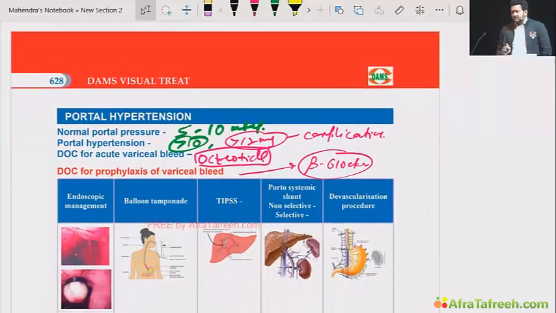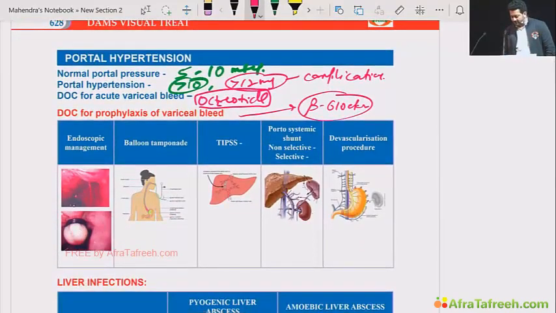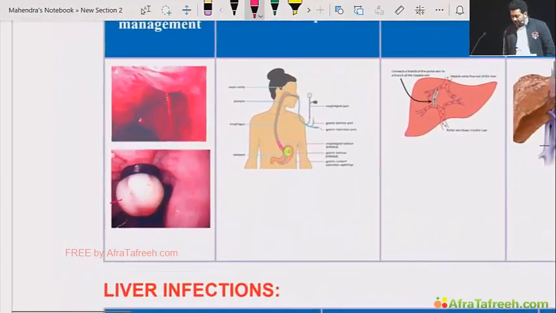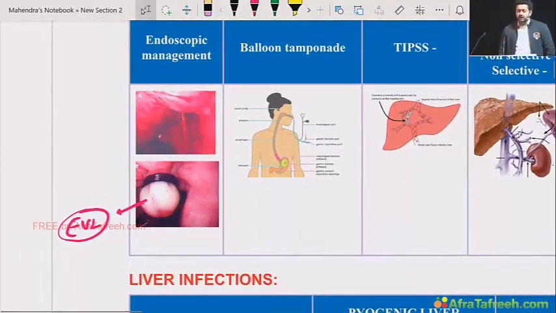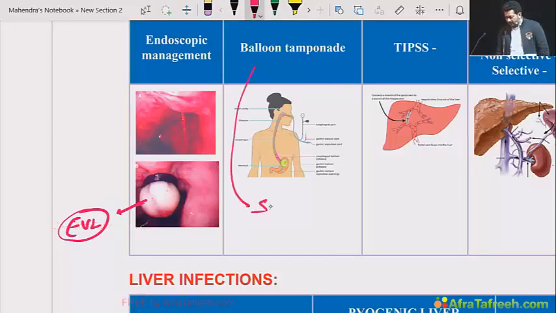And when the patient is having acute variceal bleed, the best way to control it is endoscopic variceal ligation. Endoscopic variceal ligation is the best method to control the bleed. In those cases where it is not available or it is not able to control, you can use a balloon tamponade, and that tube is known as Sengstaken Blackmore tube.